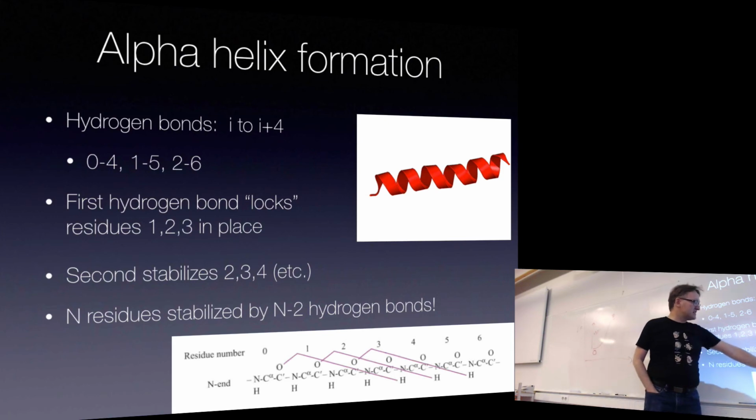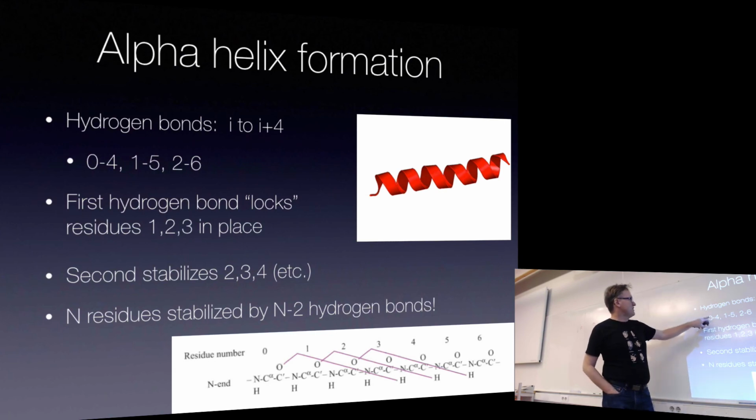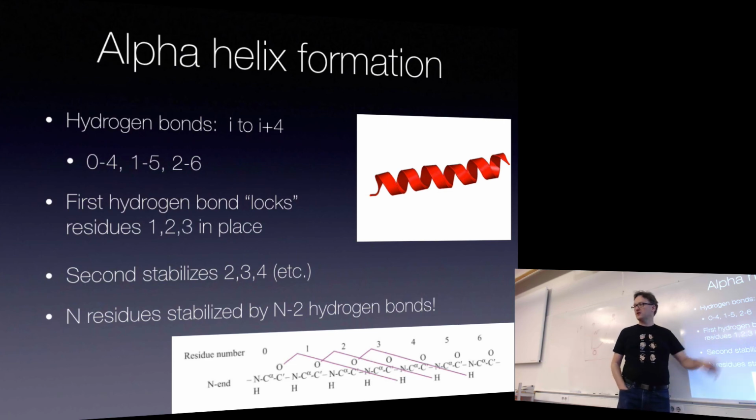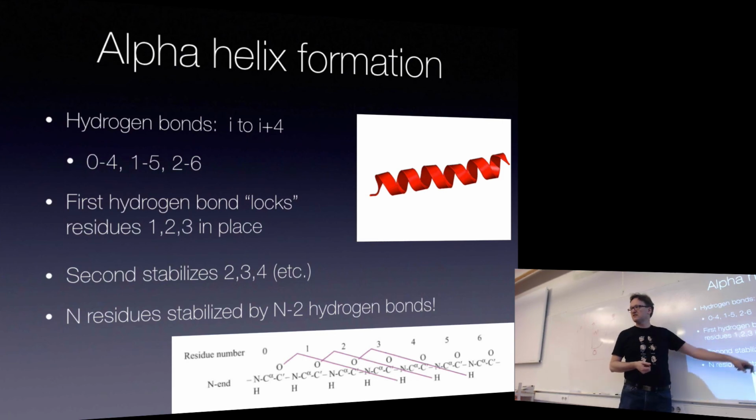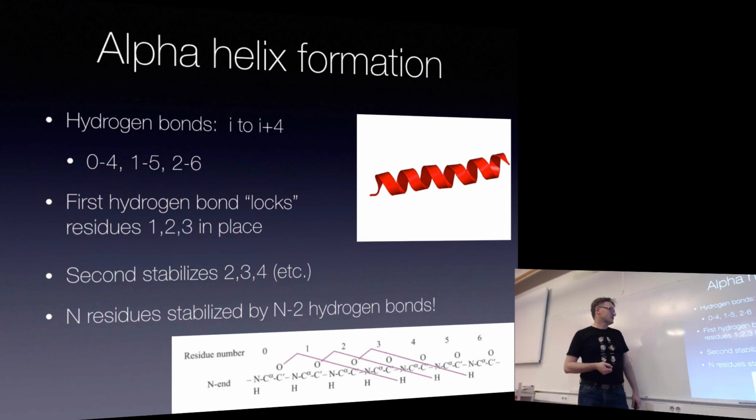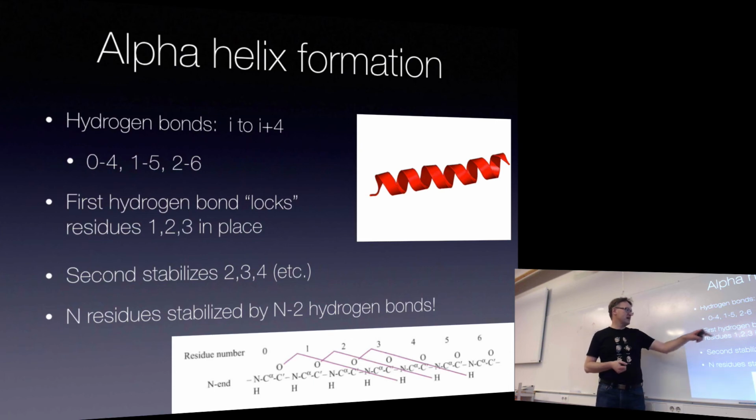The first residue is still fairly flexible on its side, and the last residue is fairly flexible on its side. So residue 0 is hydrogen bonding to residue 4. However, while residues 0 and 4 are somewhat flexible, once I have formed that hydrogen bond, residues 1, 2, and 3 are completely locked into place. They can't move at all anymore. Both the Ramachandran angles are completely fixed in the alpha helical state. So for every hydrogen bond I add, I'm stabilizing 3 more residues. So in general, n residues are stabilized by n minus 2 hydrogen bonds.